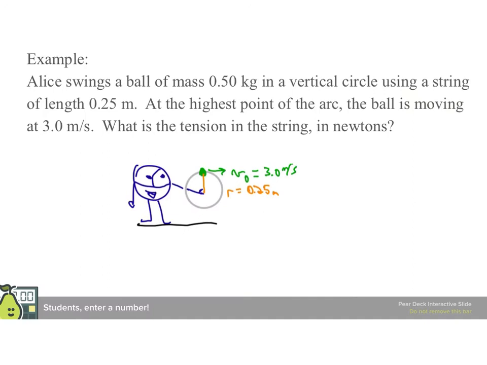Alice swings a ball of mass half a kilogram in a vertical circle using a string of length 0.25 meters. At the top of the arc, the ball is moving at 3.0 meters per second. What is the tension in the string in newtons? There's a little picture here for us.